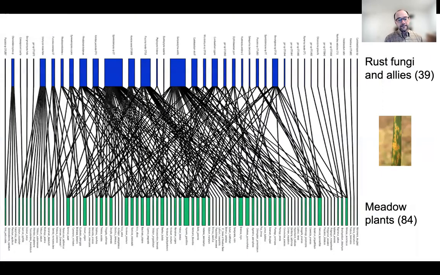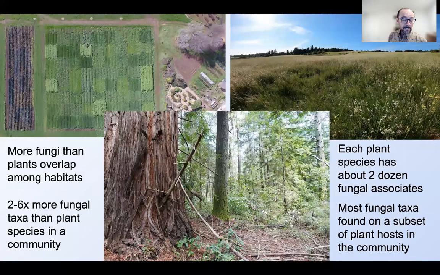And finally, if we look at this group of the rust fungi and their allies, these biotrophic, highly specialized fungi on plants, we see that they are connected to a fairly limited number of hosts, sometimes apparently rather specialized, sometimes with a handful of different host species. And this is what we'd expect with these biotrophic fungi. So we're seeing some really interesting patterns by using these metabarcode approaches.